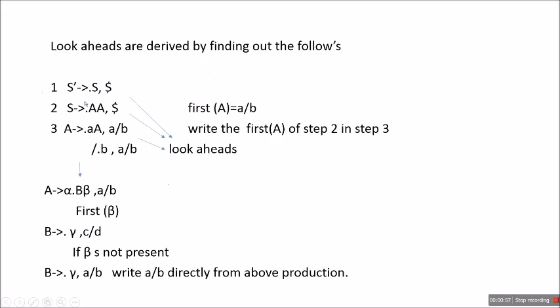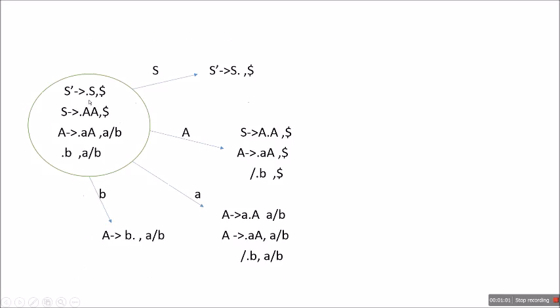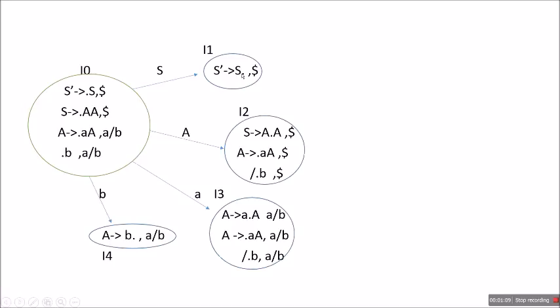Since these are the given initial productions, we consider them as the initial state I naught. From that, we have to read S, A, small a and small b. After reading each of these, we move the dot to the right side of the symbol, like this for S. Similarly, we do it with capital A and small b.